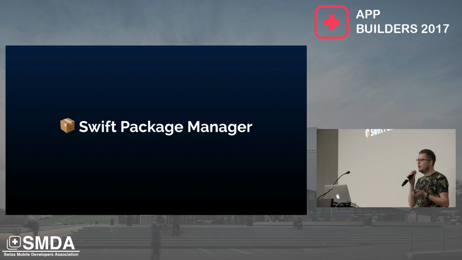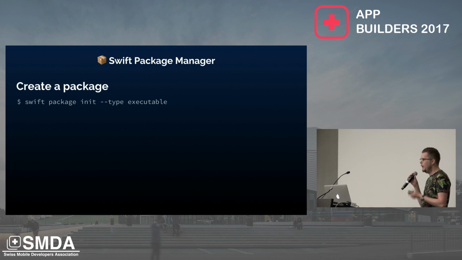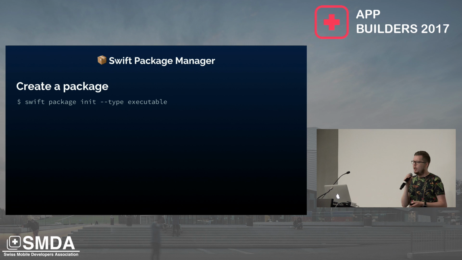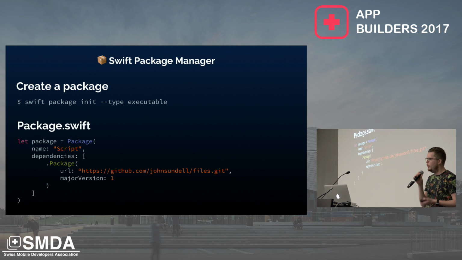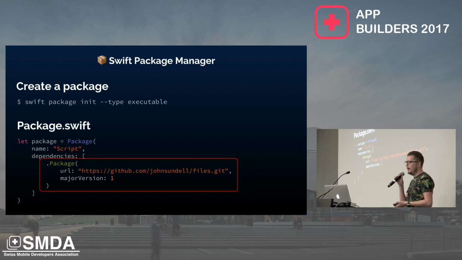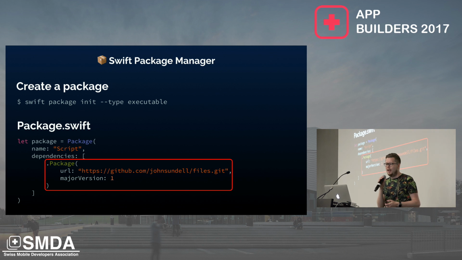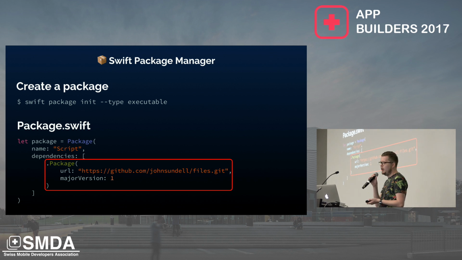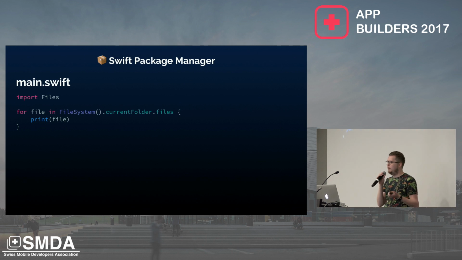What you can do is create a Swift package using swift package init and pass type executable. That will actually give you a command line tool, which you can treat as a script. You then have this Package.swift file where you can set up dependencies. So in this case, I'm using the Files library from GitHub, and I can then use it in my scripts. What this will give you is a main.swift file, and this file is where you're going to put your scripts. So in this case, I'm importing Files, and then I'm iterating over all the files in the current folder and simply printing each one.